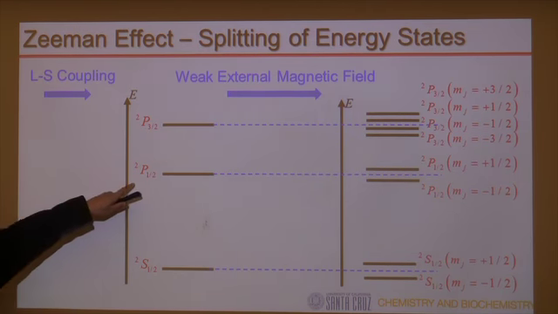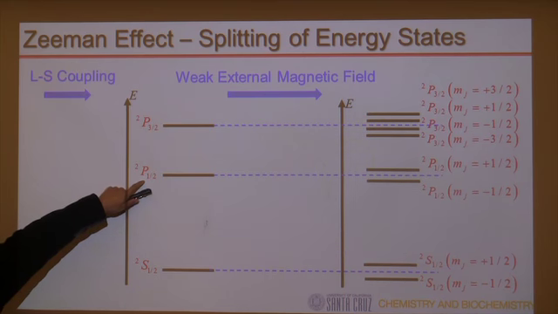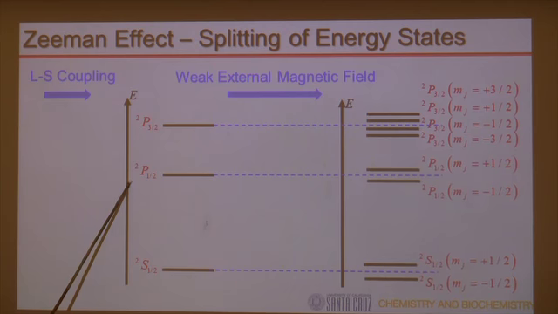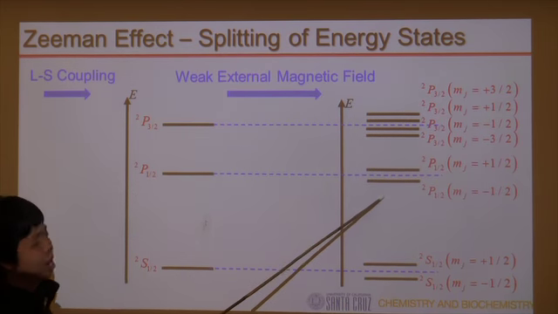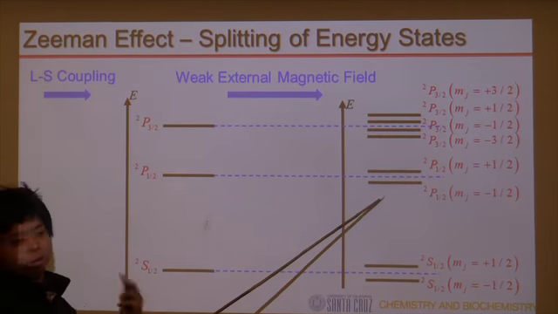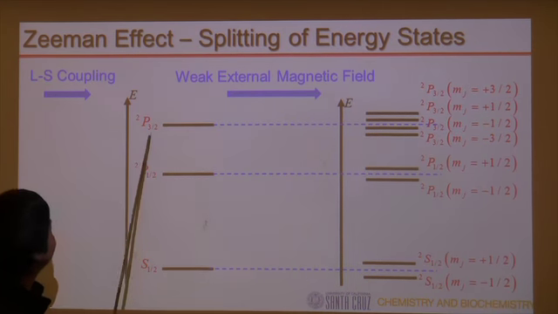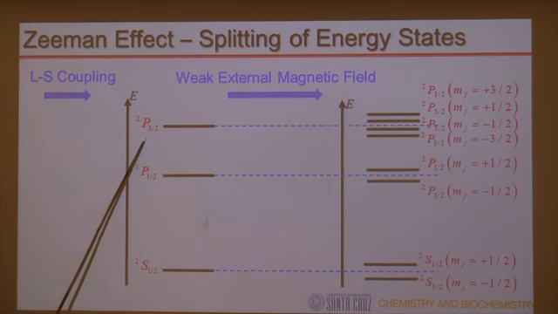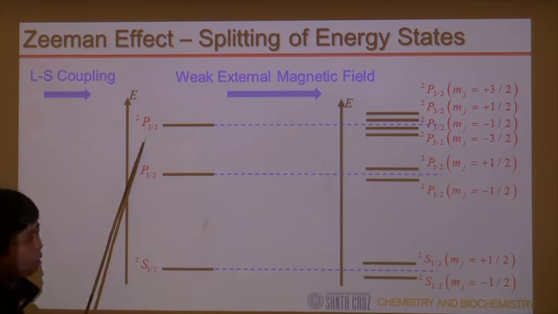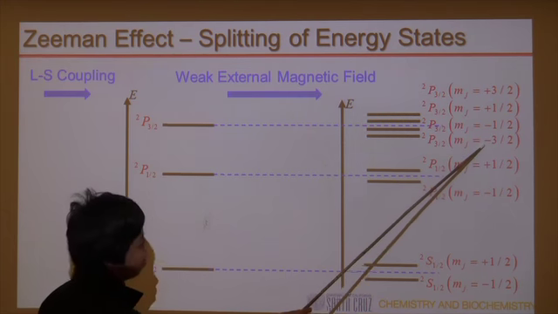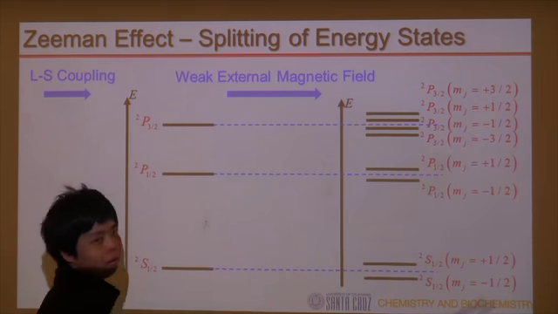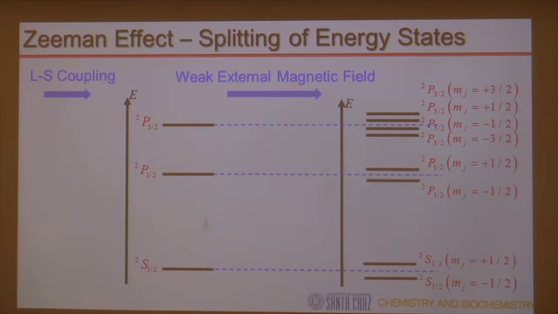And the same for this state. What's the J value for this energy state? It's 1/2. So MJ has two values, positive 1/2 and negative 1/2. How about this one and this one? J is 3/2. The MJ values are negative 3/2, negative 1/2, positive 1/2, and positive 3/2. So I have 4, and so it splits into 4.